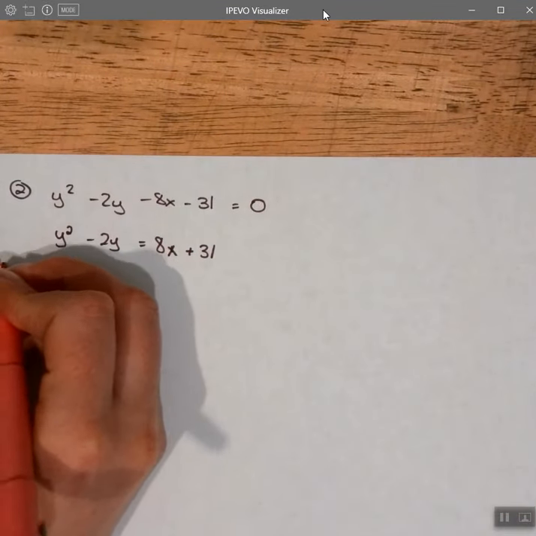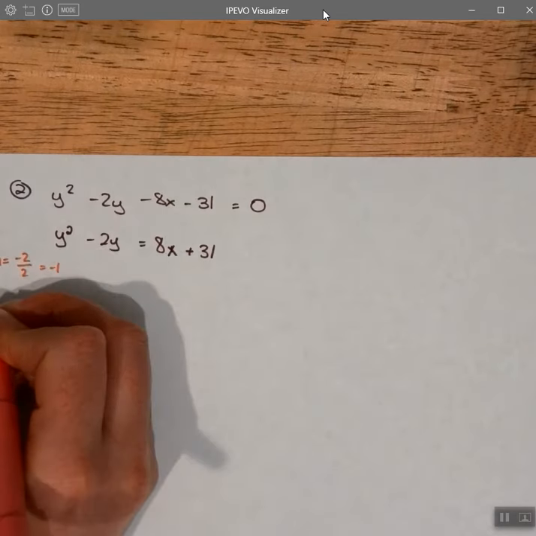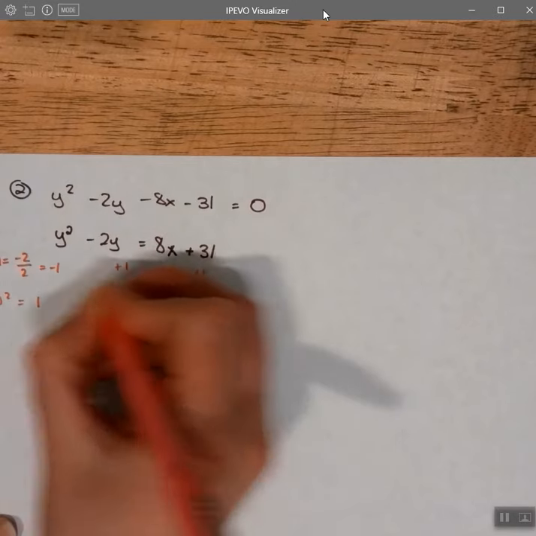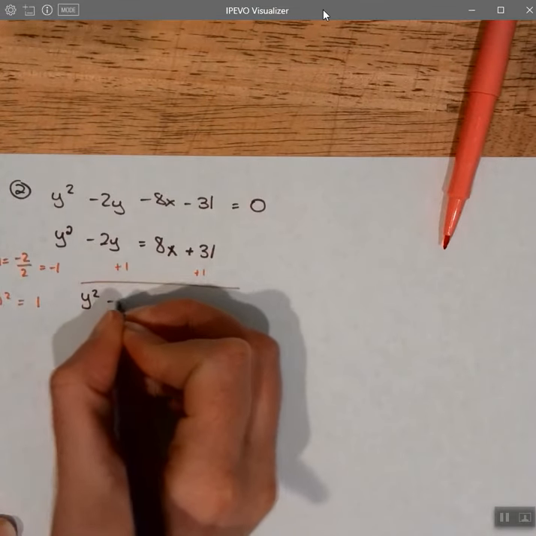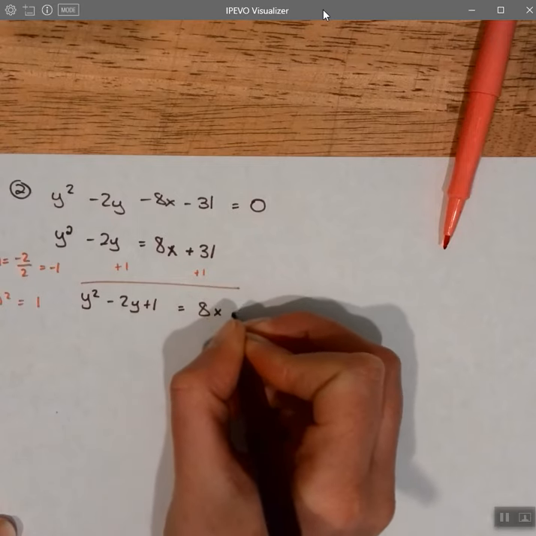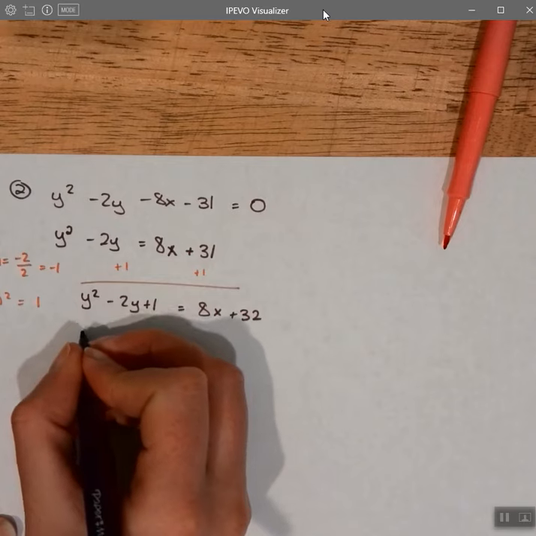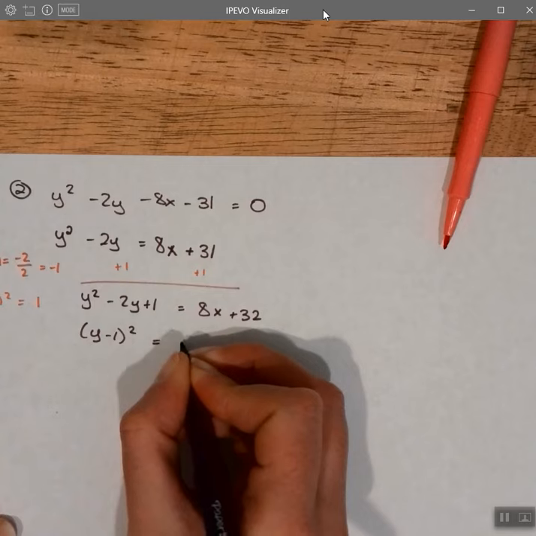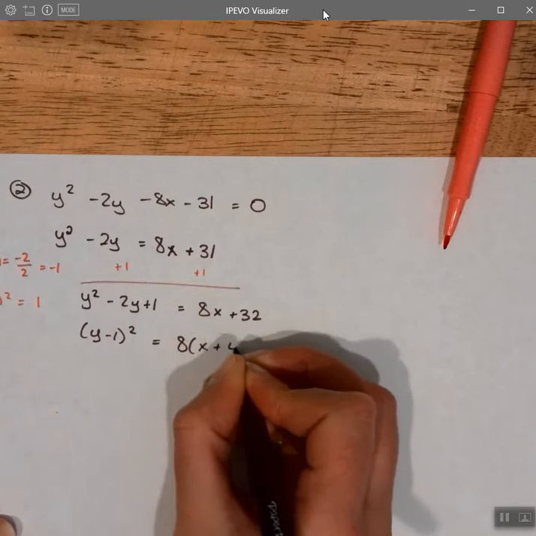So we're going to find our n value, which is -2 divided by 2, so -1. And we're going to add n squared to both sides. So add 1 to both sides. This gives us y squared minus 2y plus 1 equals 8x plus 32. And if I factor this, this is going to be y minus 1 quantity squared equals, factor out the coefficient of x, so 8x plus 4.